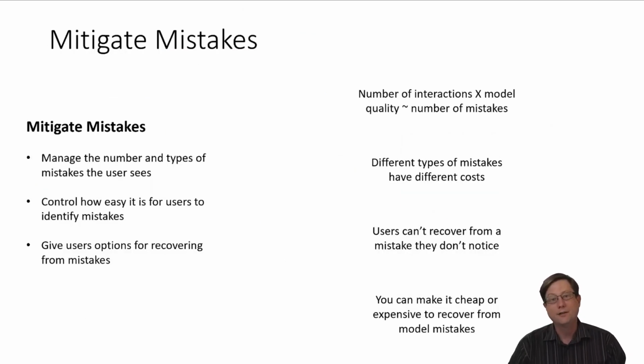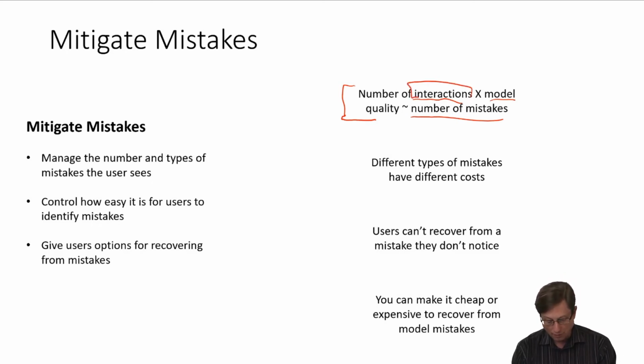The second area, achieve objectives, mitigate mistakes. Here are a few things I'm going to talk over quickly, and then we'll get into the example again. The number of mistakes is something you can control, because the number of times your user interacts with the machine learning times the model quality is somehow proportional to the number of mistakes that the user is going to see. So you build the model and you do your best, but then you can take control of the number of interactions. That's one step.